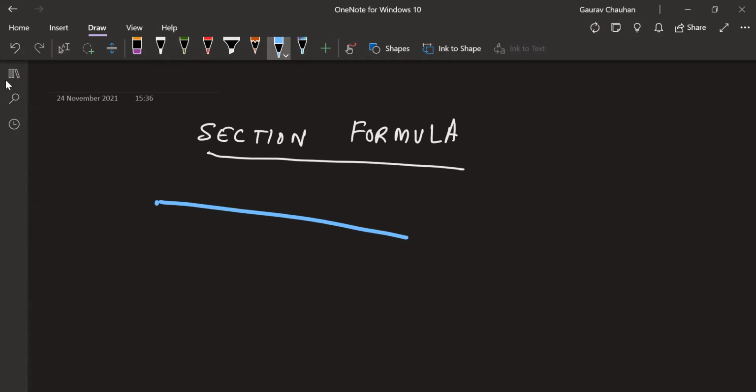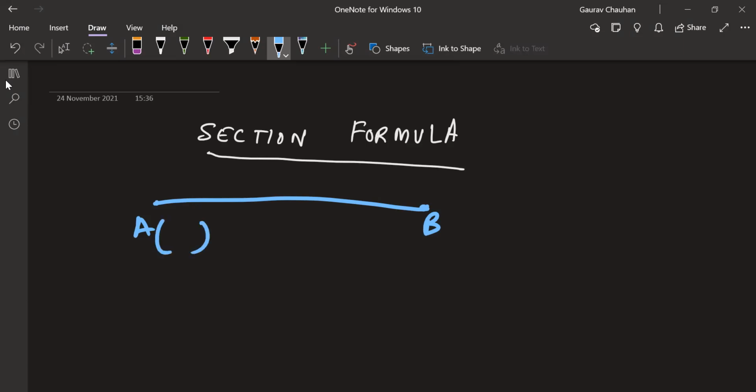Now take any line segment. I'm taking AB here, on the coordinate plane, which means they will have some coordinates. A will have some x comma y, B will have some x comma y. Not getting into that right now. Just think for a minute that the end points have some coordinates, and there is a line segment joining any two endpoints, so there will be a line segment in between, right?